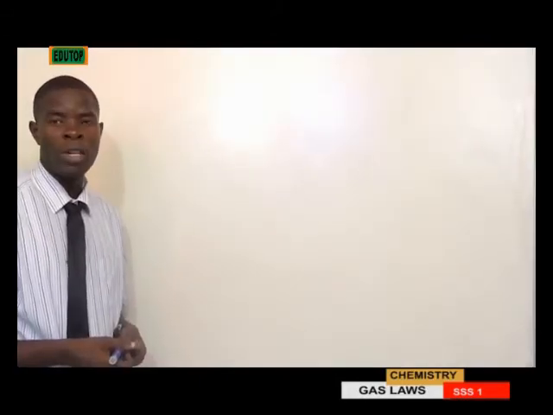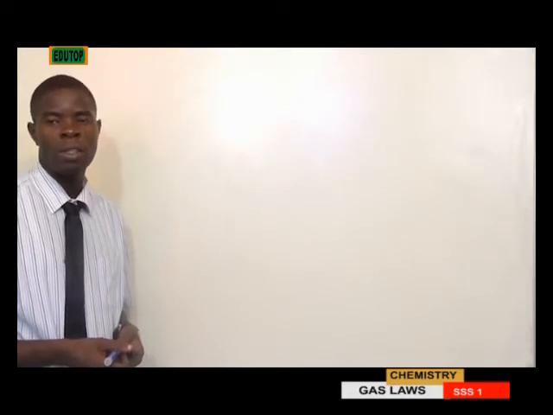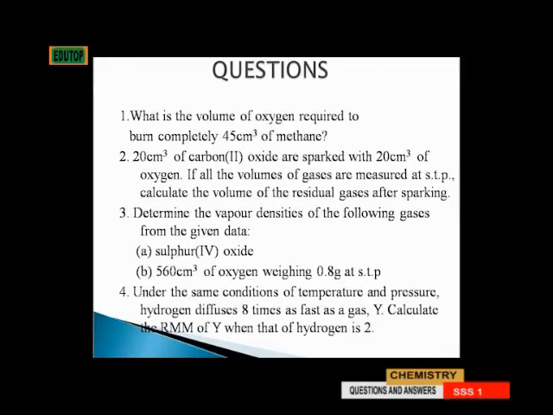Back on the questions based on gas laws. Number 1, what is the volume of oxygen required to burn completely 45 cm³ of methane? Question number 2, 20 cm³ of carbon 2 oxide is packed with 20 cm³ of oxygen. If all the volumes of gases are measured at STP, calculate the volume of the residual gases after sparking.